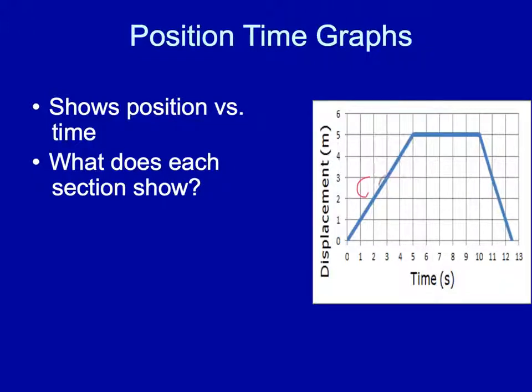Now, if I look at the top interval, I'm staying at 5 meters the whole time. That's rest. I'm not moving at all there. And coming back, now I'm going back from 5 to 0 displacement, so it's constant velocity, but in this case it's actually a negative velocity since it's the opposite of the direction that we called positive.